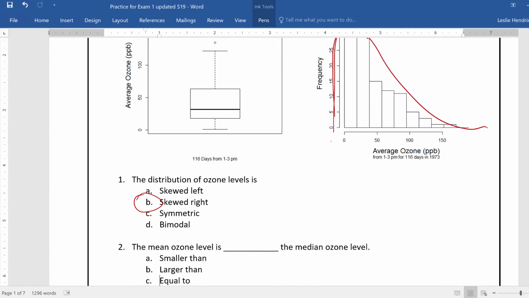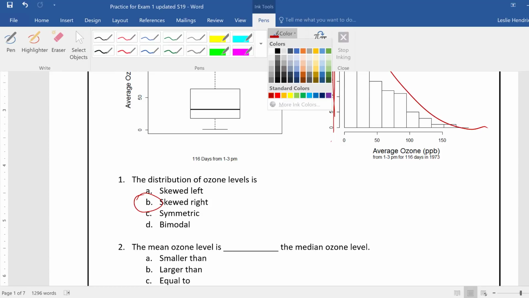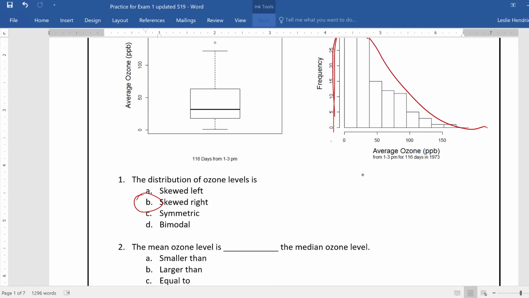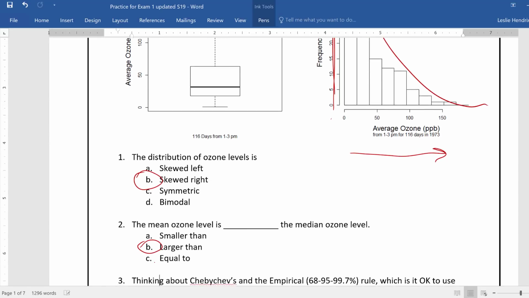All right, the mean then is going to be what compared to the median? Well, remember that the mean is the balancing point in the distribution, and it goes in the direction of a skew or outliers. And since our skew is to the right, the mean is going to go higher to balance that distribution. So here, the mean is going to be larger than the median ozone level. If it was a skewed left distribution, the mean would be lower than the median ozone level.